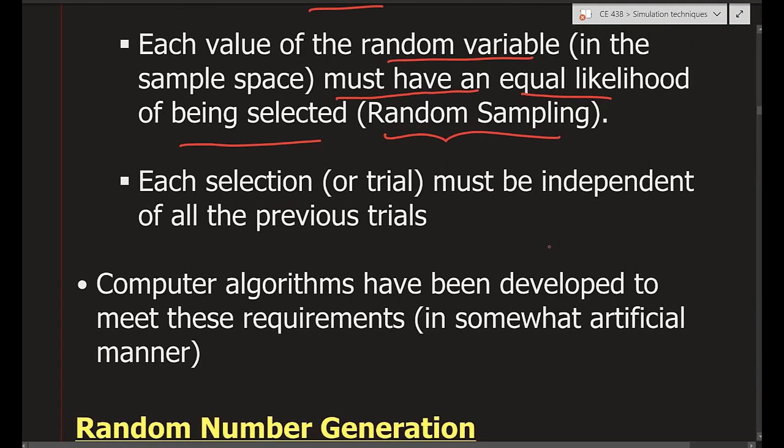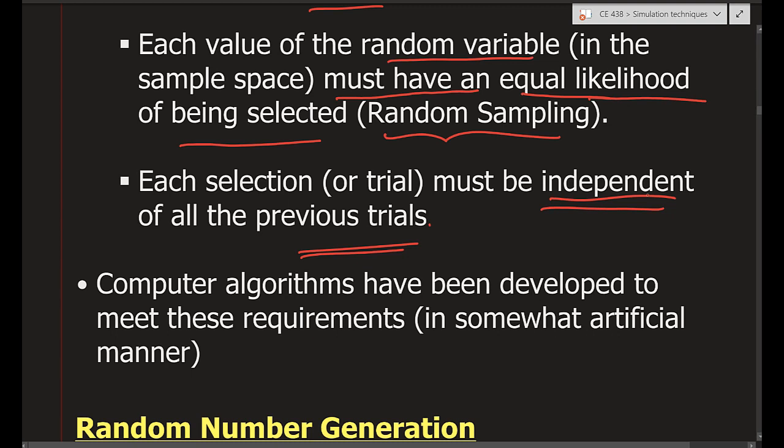The second criterion is that each selection or trial must be independent of the previous trial, as we were saying earlier. That is, if I have selected one, the next is independent. All trials are independent, so there is no correlation in selecting the numbers. So two criteria: first is equal likelihood and the second is independence.